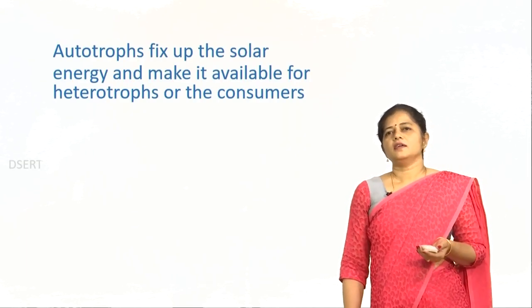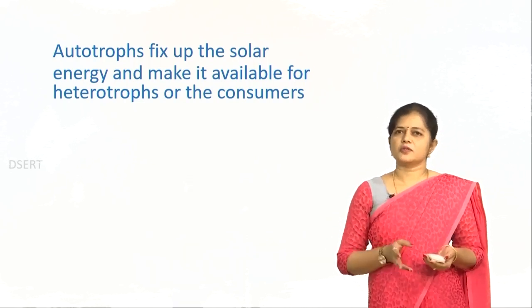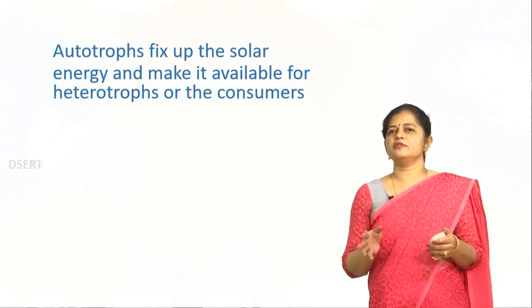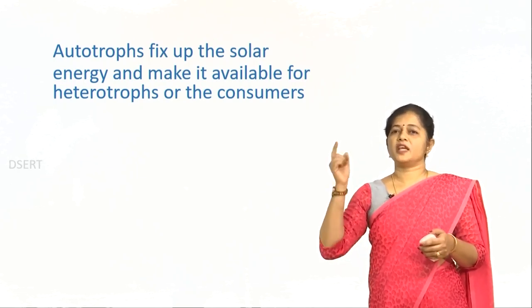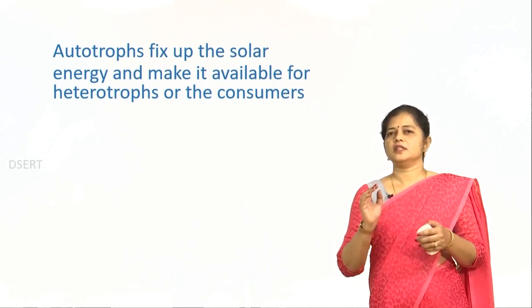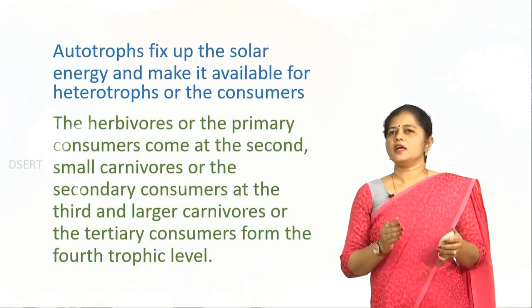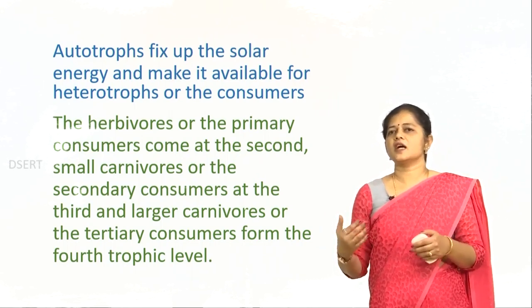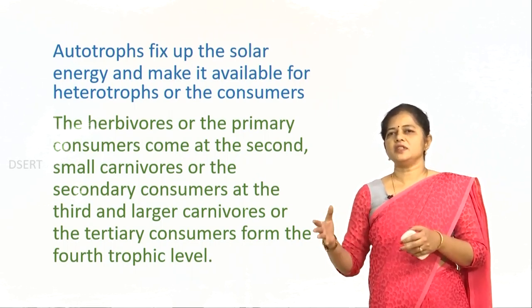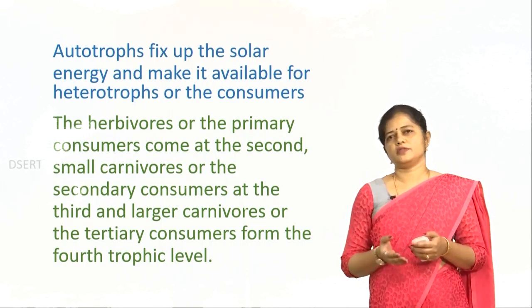So now let's see how the energy flows in an ecosystem, or how it works. The autotrophs fix the solar energy and make it available for the heterotrophs, or the consumers, for further consumption. The autotrophs, or the producers, obtain 1% of the energy from the sun and prepare the food. They fix the solar energy in the form of food energy. The herbivores, or the primary consumers, come at the second level, the small carnivores, or the secondary consumers, come at the third level, and the large carnivores, or the tertiary consumers, come at the fourth trophic level. All of them depend on the energy produced by the producers.